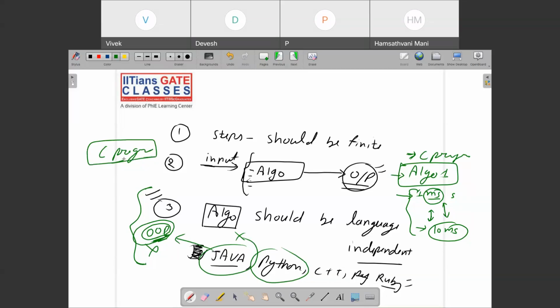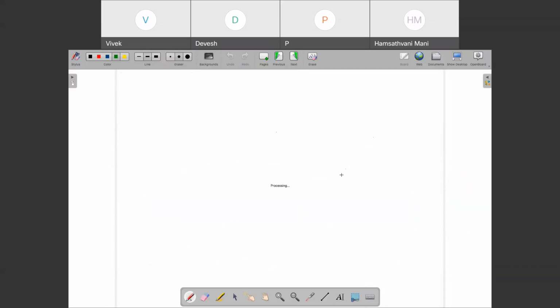So the properties of an algorithm are that it should be language independent, or programming language independent, and the steps should be finite. An algorithm should also generate some output. These are very basic fundamentals and constraints. Now let's move on to some more things with algorithms.